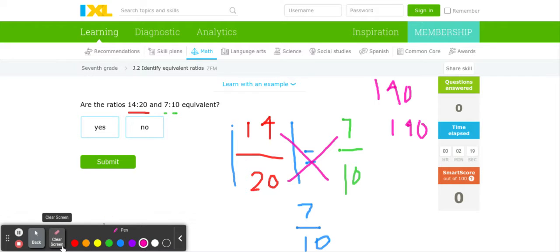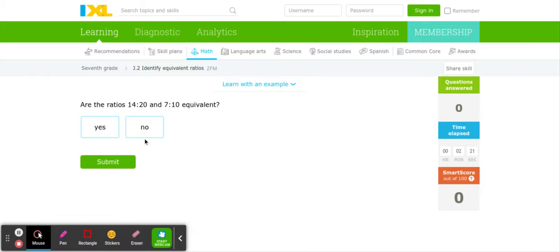So as for our question here, are the ratios 14 to 20 and 7 to 10 equivalent? The answer is yes.